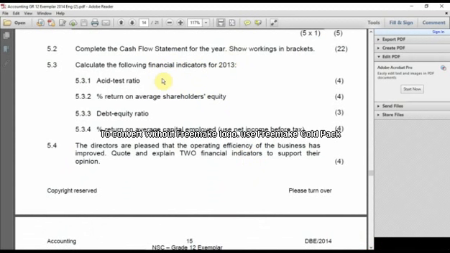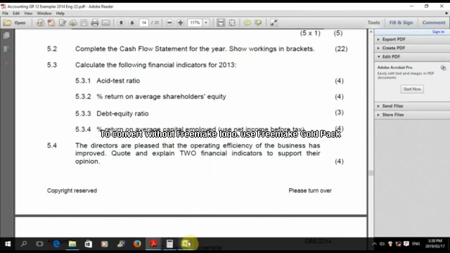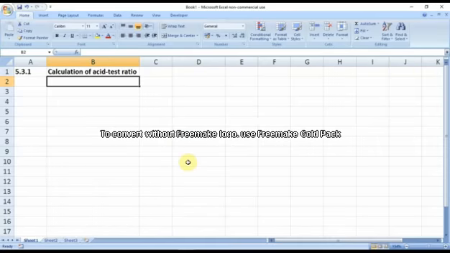The first one is the asset test ratio. Now, the asset test ratio is one of the ratios that focus on the liquidity of the business. So we have to focus on our current assets and current liabilities. In other words, the assets and liabilities that we can convert into cash within a very short period, namely within a year.